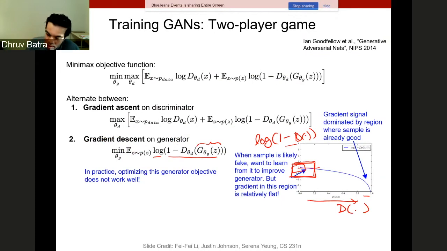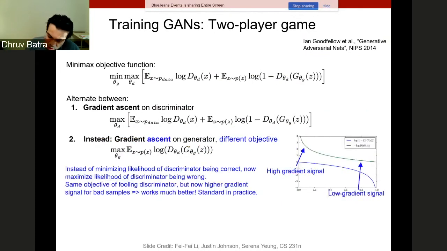So one common trick that was proposed initially is to, instead of minimizing log of 1 minus D, maximize log of D directly. It is a different objective. It does not actually lead to the same interpretation as a two-player Nash equilibrium. However, this objective was initially found to be better in terms of just being well-behaved in an optimization sense.